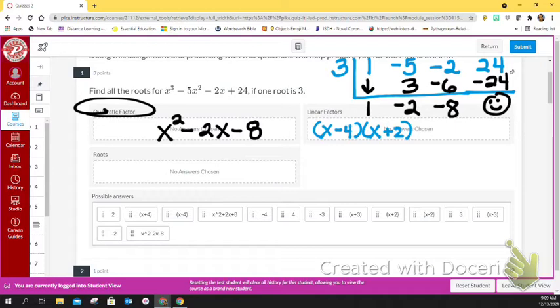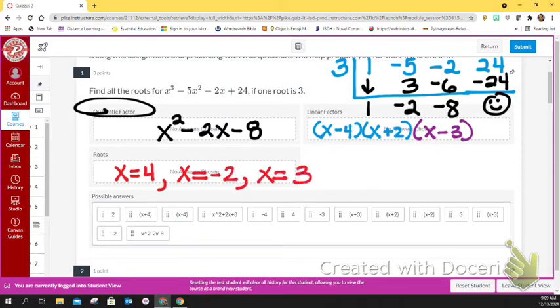And then anytime you have a root, the factor is the opposite. So the factor is going to be x minus 3. We need to add that too. There's 3 factors. If I multiply these 3 together, I would have this polynomial. Now set all 3 of these equal to 0 to get your roots. So your first one, if x minus 4 equals 0, would be x equals 4. And then your second one is x equals -2. And the third one would be x equals +3.